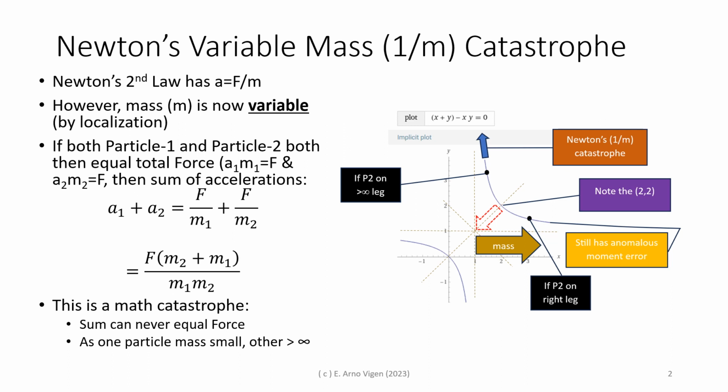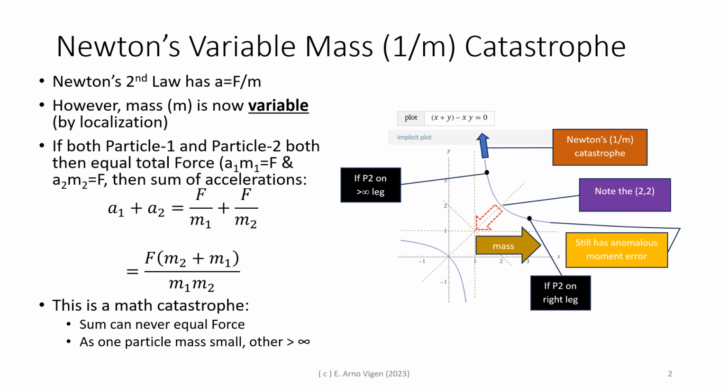But Newton, by its nature, causes a problem here, because both would have the same force, they're the interactive set, and by this rule you would have F over m1 plus F over m2. But that becomes the force times the mass of 2 plus the mass of 1 over the product m1 m2. At the right, that's a graph of this behavior.